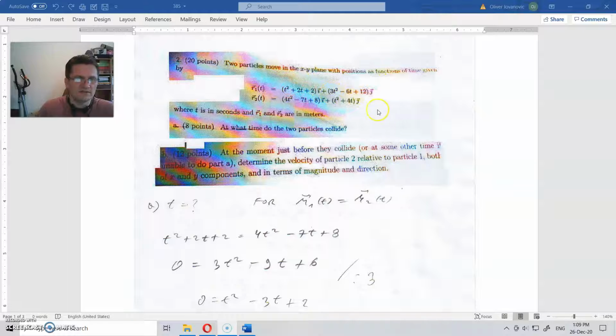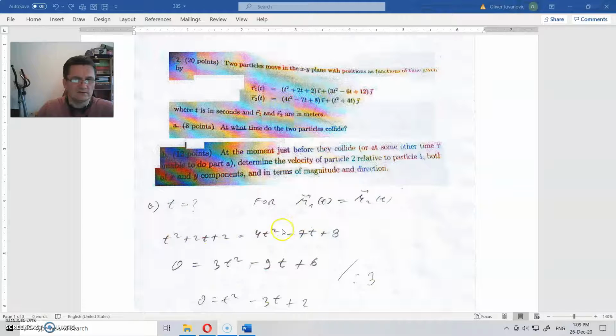How is this equal to this? They need to have both components equal. This here is the x component and this here is the y component. So this part here needs to be the same as this part here, and at the same time this part here needs to be the same as this part here. Those are the conditions for the same place. Let's see what the solutions are for these two things to be equal.